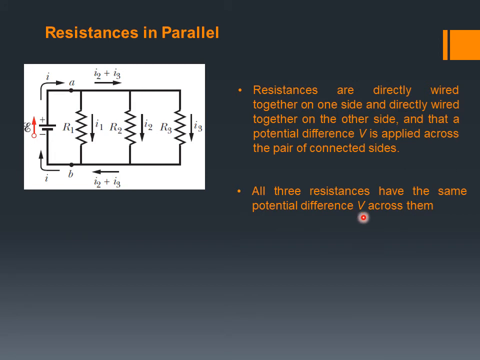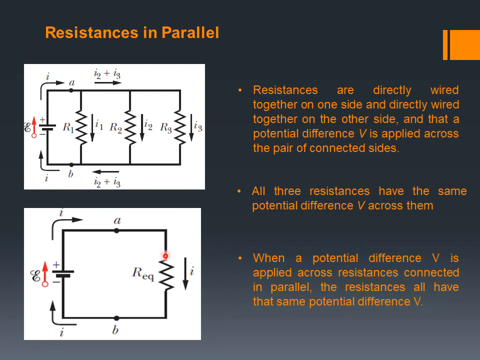So all three resistances have the same potential difference across them. We just discussed that. And if you replace all these three resistors R1, R2 and R3 with another resistor, which we call R equivalent, then that resistor should work similar to the collective effect of all three resistors. So when the potential difference V is applied across resistances connected in parallel, the resistances all have that same potential difference V.